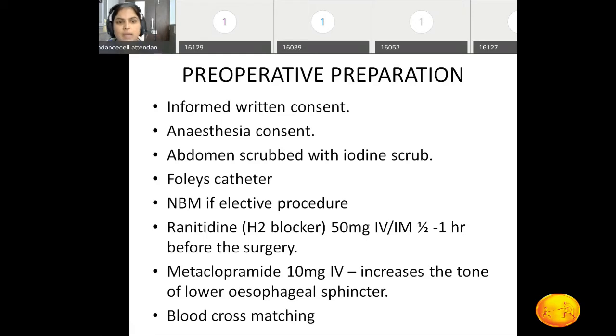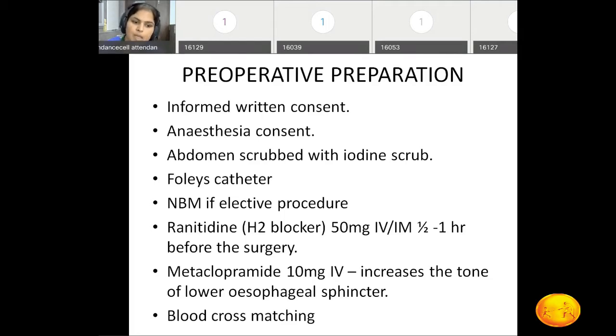Okay, and the patient is prepared in the labor room with betadine scrub, a Foley's catheter, and obviously, if it is an elective planned procedure, the patient has to be NBM. If it is a category 2 section where you can wait for some time, then you can keep the patient NBM and shift ASAP. Give Rantac and Perinorm, that is metoclopramide, half hour to 1 hour prior to the procedure, and shift them.